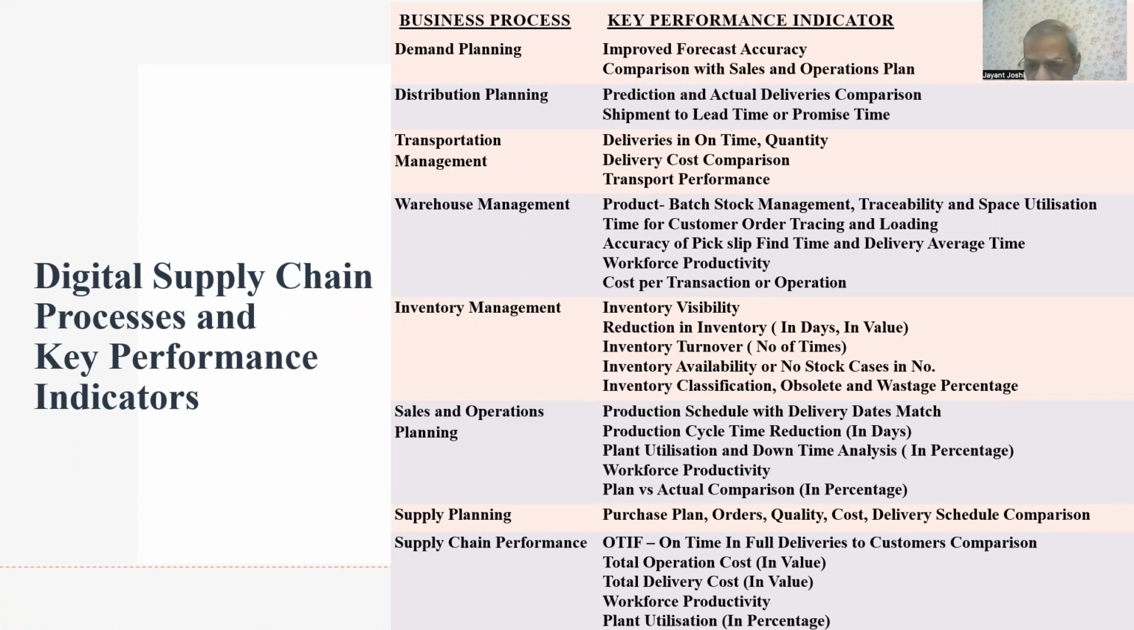And finally, this all gets reflected in supply chain performance. On-time full delivery, as I mentioned earlier also, if you can achieve that, then your customers are happy, and they can schedule their requirements accordingly. Total operation cost can come down, total delivery cost can come down, productivity will improve, and so will plant utilization. So you can really achieve supply chain excellence.